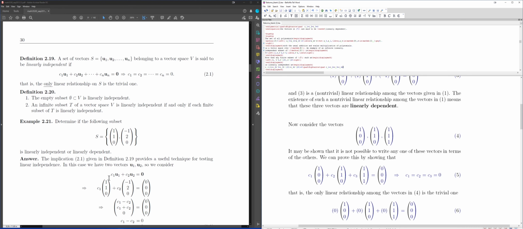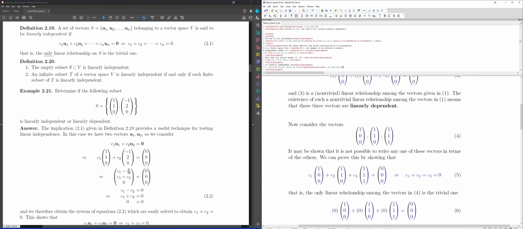So the vector equation that we're going to consider, because I just have two vectors over here, is c1 u1 plus c2 u2 equal to 0, which is this vector equation over here. And now I put in what the u1 and the u2 are: u1 is (1, 1, 0), and u2 is (-1, 2, 0). Okay, so I have this vector equation over here.